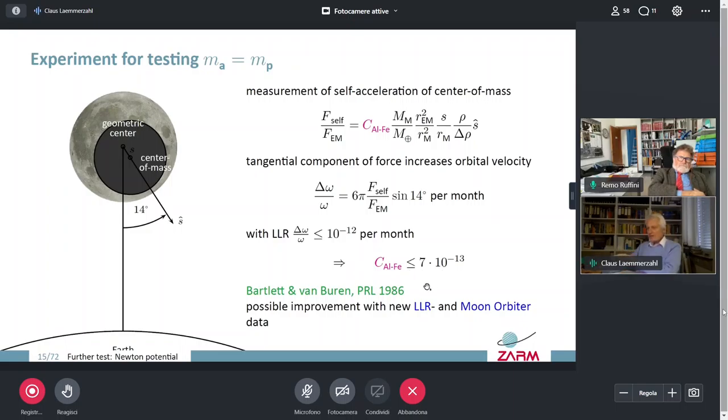And we are looking at whether new lunar laser ranging observations and a better model of the Earth from GRAIL or other missions may lead to a further improvement of this estimate.